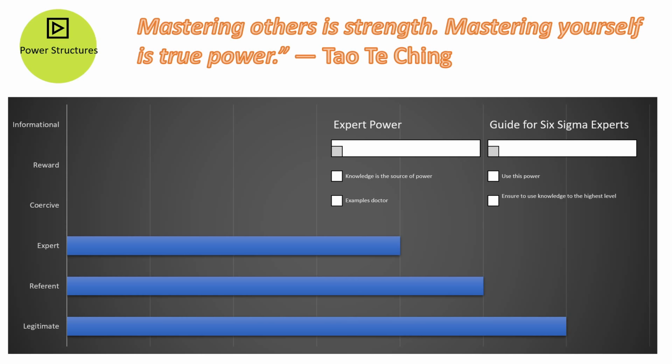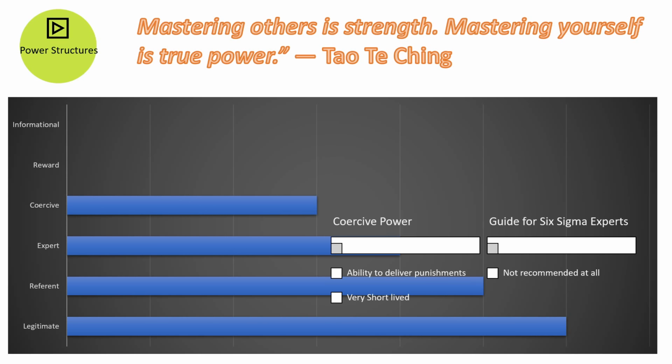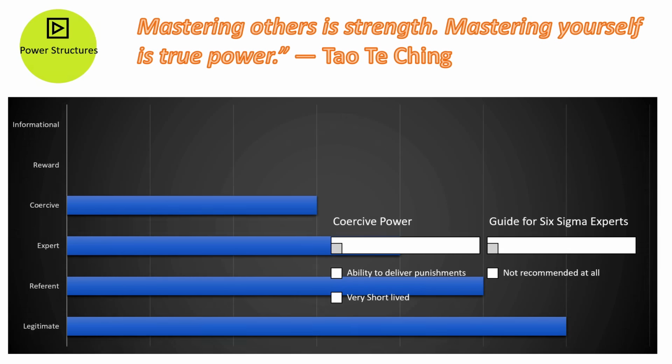Coercive power. Coercive power is the ability to deliver punishments. While it can be effective in the short term, it creates resentment and resistance. Six Sigma experts should not use coercive techniques, as this will go against project completion.